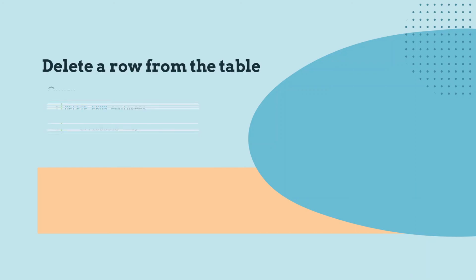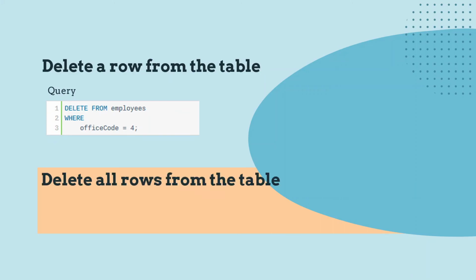Suppose that we want to delete employee data that has office code 4. We can use the delete statement as shown in this picture to delete the row data that has office code 4. We can use delete from employees, where employees is the table, and then where office code equals 4. And then if we want to delete all rows from the employees table, we can use the delete statement without the where clause as shown in this image. Delete from employees. So we will delete all rows from the employees table.